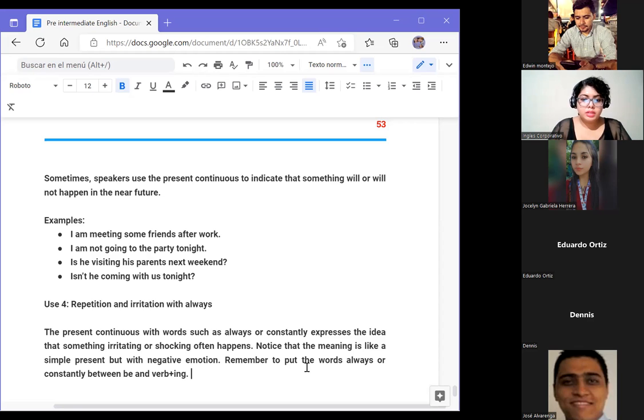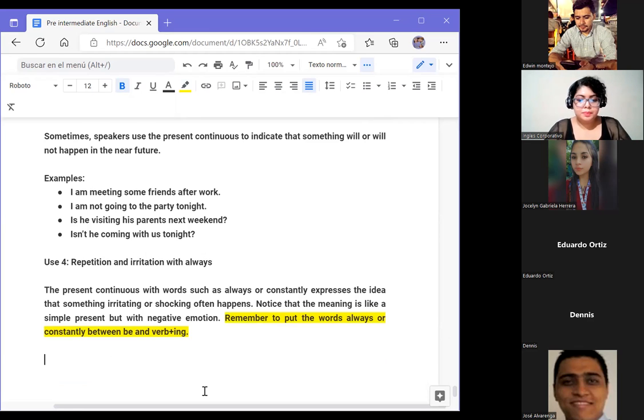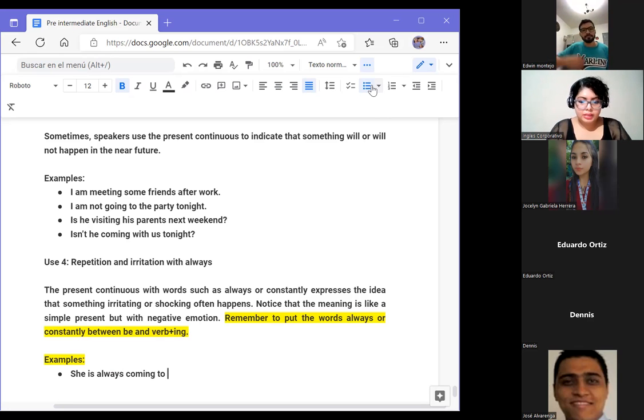So we are going to mark this one, that is to remember that we are going to use always or constantly between the verb be and the ing form of the verb. So we have some examples. And we have number one. See? It says, she is always coming to class late. Then we have number two. He is constantly talking. I wish he would shut up.